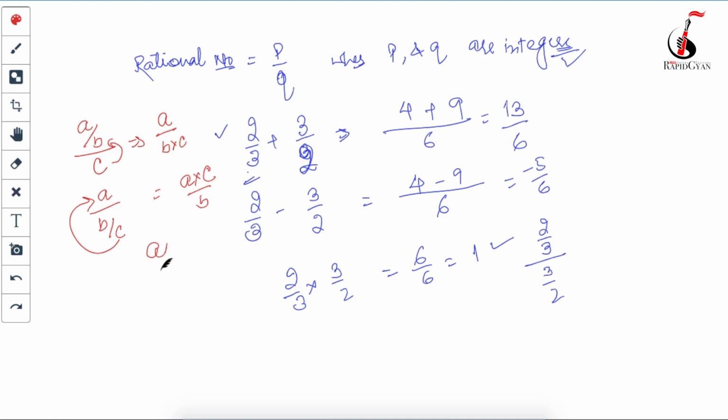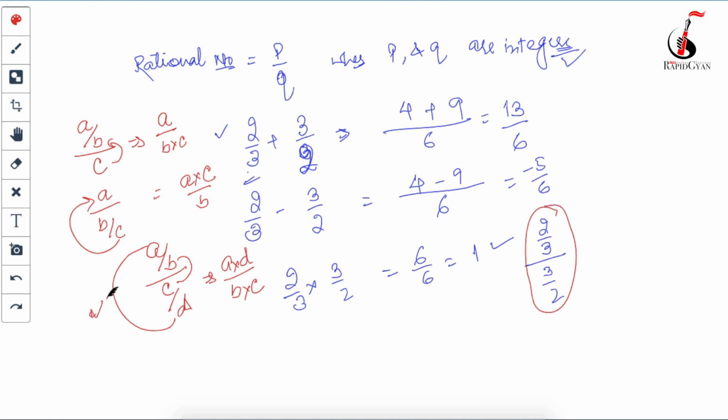And if there are two fractions a upon b divided by c upon d, what will happen, beta? Now d will go on the top and c will go over here. So this will become a times d upon b times c. So look here, beta, this is also of this third type. So this 2 will go on top and 3 will be here. So it is 2 times 2 upon 3 times 3, which will give me 4 upon 9.